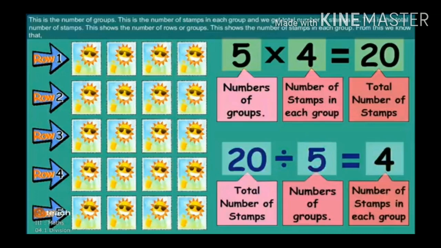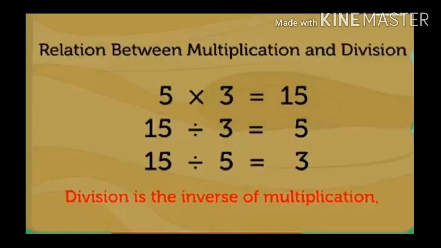And in division fact, we can say total number of stamps divided by number of groups is equal to number of stamps in each group, which means 20 divided by 5 is equal to 4. So, here also you will see relation between multiplication and division. Here I have taken the example of 5 multiplied by 3 is equal to 15. So, here I am going to tell you how we can relate multiplication with division.